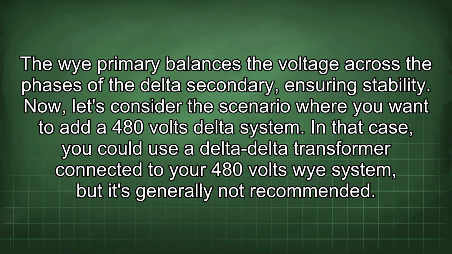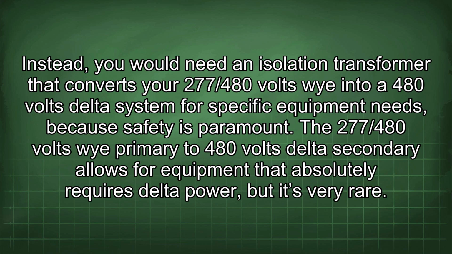Now let's consider the scenario where you want to add a 480 volts delta system. In that case, you could use a delta-delta transformer connected to your 480 volts Y system, but it's generally not recommended. Instead, you would need an isolation transformer that converts your 277/480 volt Y into a 480 volts delta system for specific equipment needs, because safety is paramount.